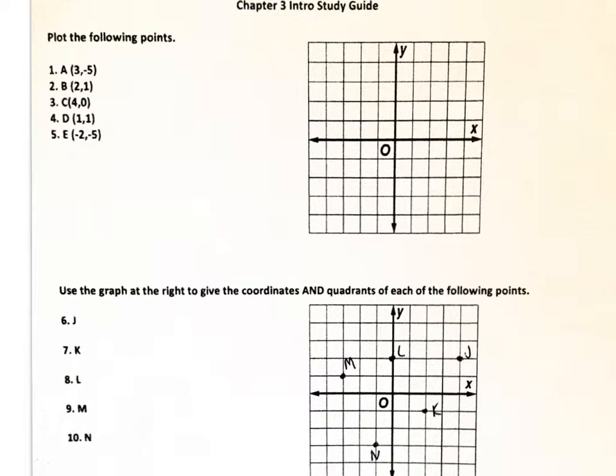All right, today we're going to take a look at your study guide, and these are the solutions. The first ones ask you to plot the points. Remember, when you're plotting points, it's opposite of slopes. You're going to go side to side first and then up and down.